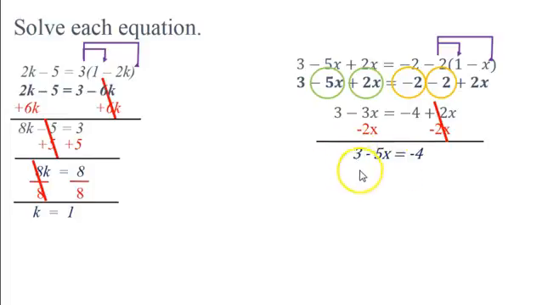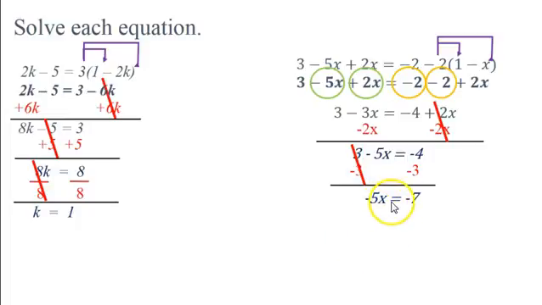And then I want to bring my constant over to the right-hand side now. So I'm going to subtract 3 because this is a positive 3 here. We don't have a negative sign in front of it, so it's a positive 3. So I'm going to subtract 3 from both sides. And these will cancel out here. And it's going to give me a negative 7 over here. So I'll have a negative 5x is equal to negative 7.